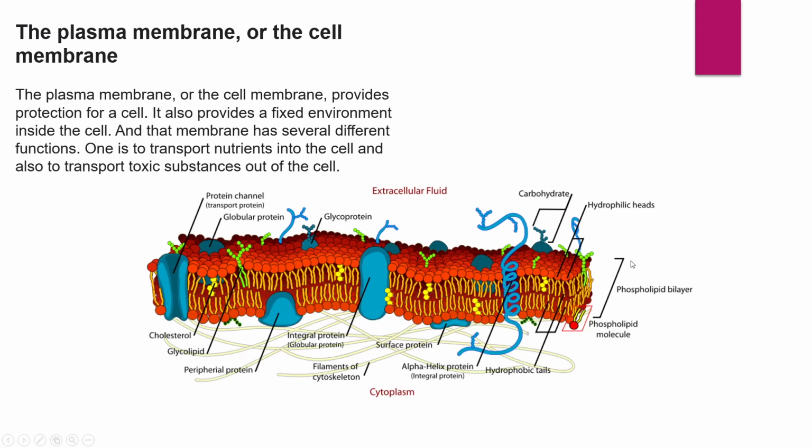The plasma membrane or the cell membrane. The plasma membrane provides protection for the cell. It also provides a fixed environment inside the cell, and that membrane has several different functions. One is to support nutrients into the cell and also to transport toxic substances out of the cell.